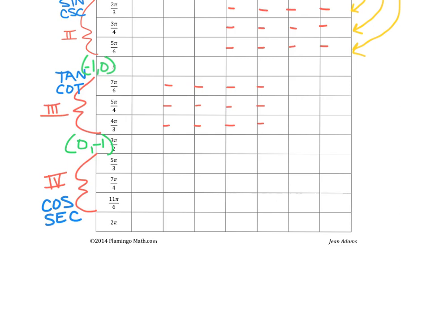And then in quadrant 4, sine is negative, its reciprocal, cosecant, tangent, and its reciprocal, cotangent. And then you're just going to copy the values down from above. And then this last one, 2 pi, is the same as the first row, 1, 0.